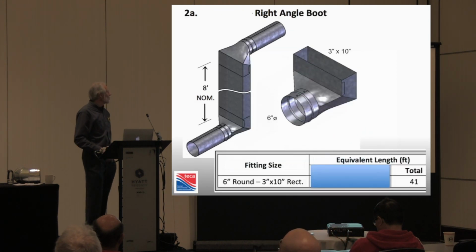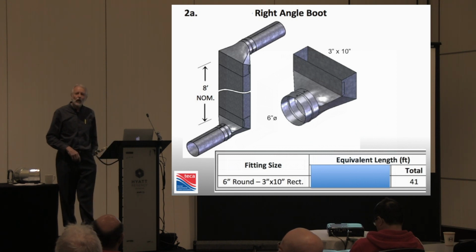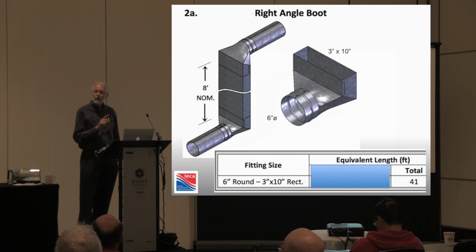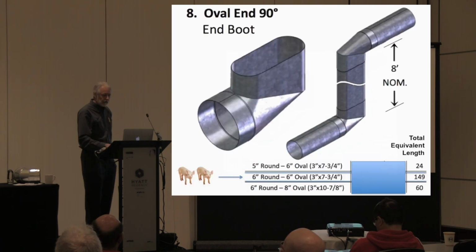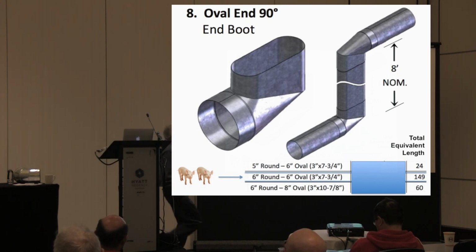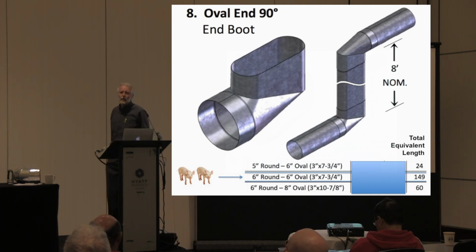The next best thing we can do is go back to what we did 30 years ago and use 3x10 duct, and that's 41 feet. There is a penalty, but not much. This is my favorite. If you use an oval duct and you use a round to oval fitting, and you go up the wall over 3x8, you now have 149 feet of equivalent length. So what you could have done in 34 feet now has gone up by 5 times. And we're treating this as equivalent in our business.